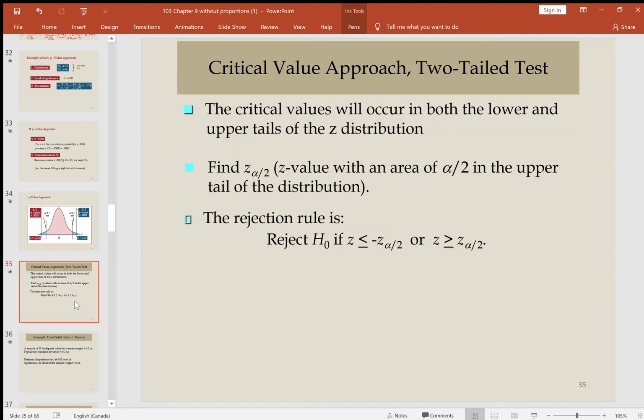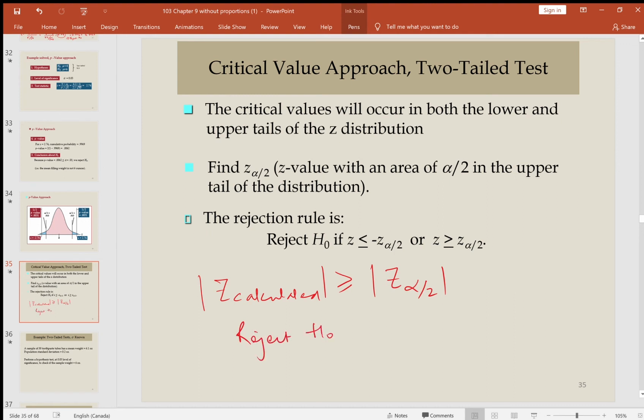Okay, now let's do the same question using the critical value approach. Remember, critical values will occur in both the lower and the upper tail. So you find the z alpha by 2 value and reject null if z is less than or equal to minus z alpha by 2 or z is more than or equal to z alpha by 2. This is one way of doing it, or the other way is to find the absolute value of z calculated and compare that with the absolute value of z alpha by 2 and reject null if this is true.